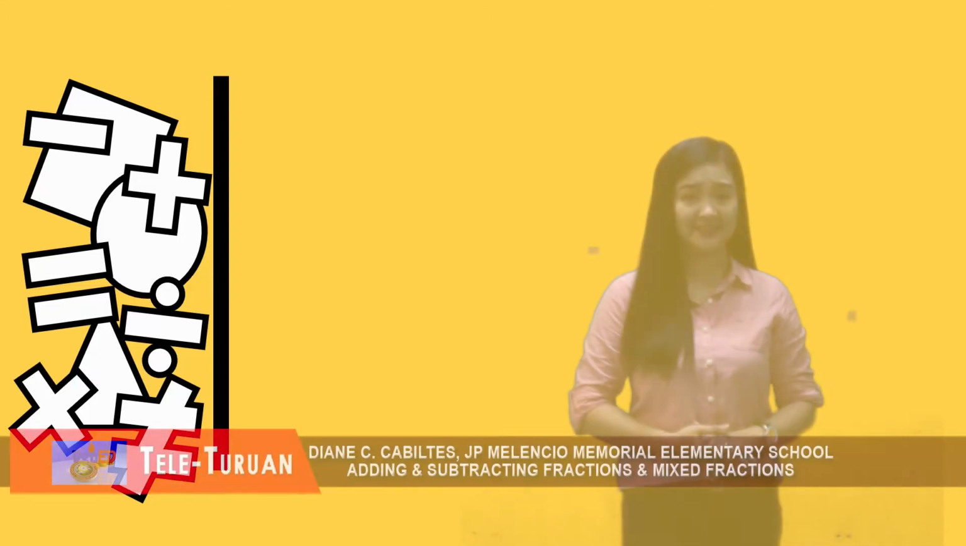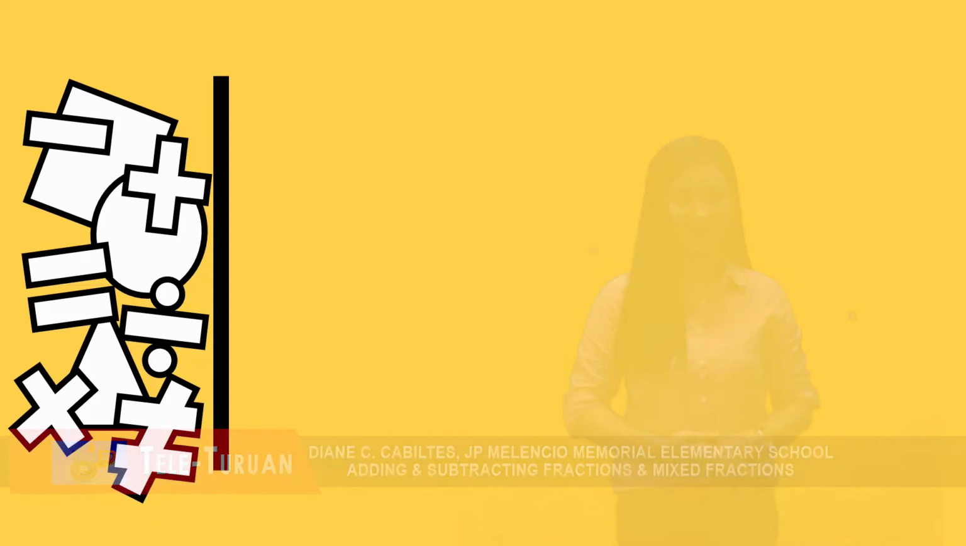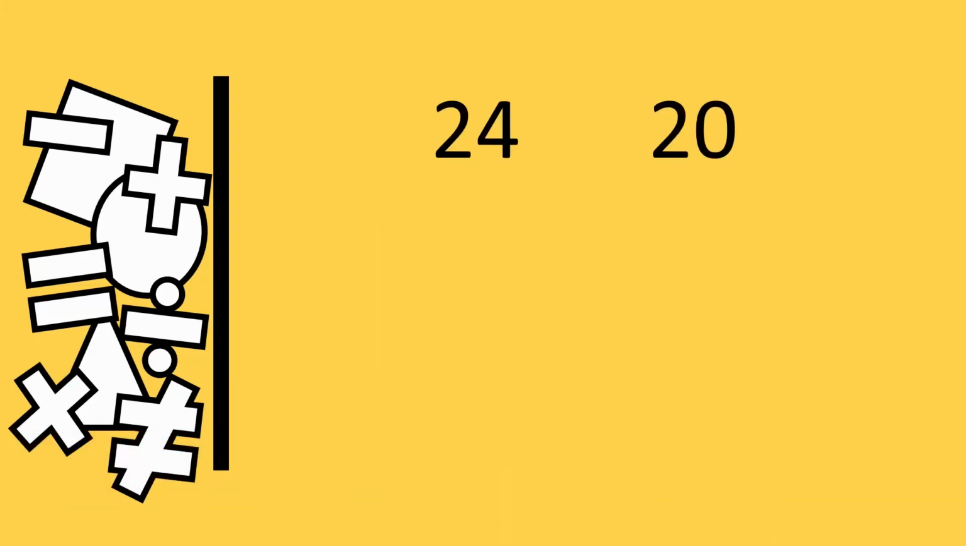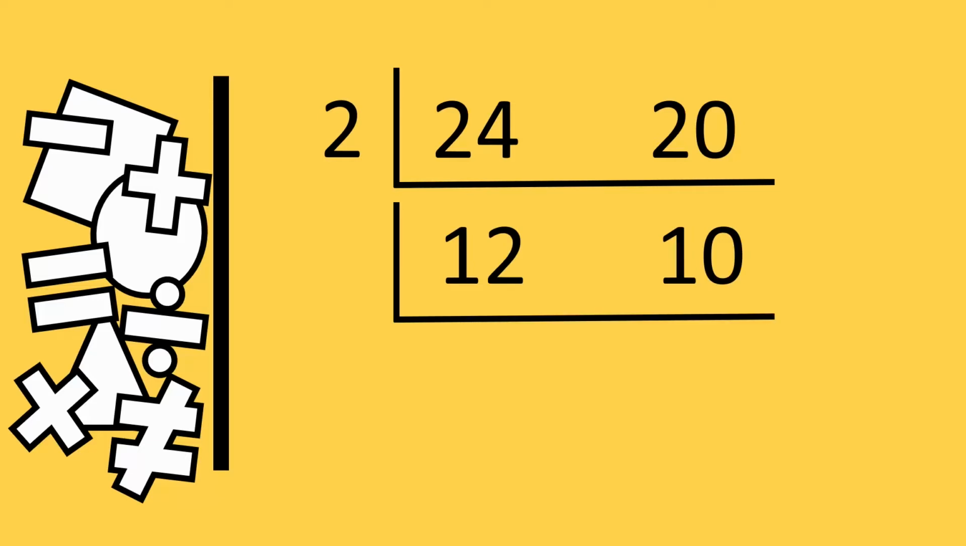Using these steps, let's find the least common multiple of 24 and 20. Step 1. Arrange the numbers horizontally. 24, 20. Step 2. Think of a prime number that can divide both numbers. 2 is a prime number that can divide both 24 and 20. Step 3. Write the quotient below the dividends.